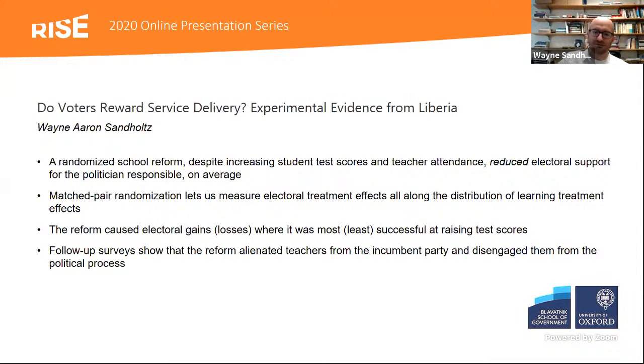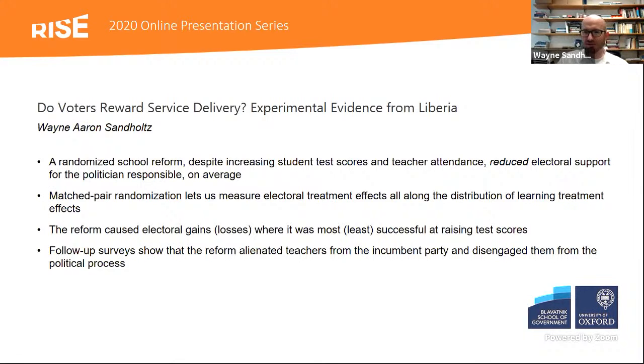In previous research of mine, co-authored with Justin Sandefur and Mauricio Romero, we showed that this reform did improve student test scores and teacher attendance. But my paper shows that in spite of that, it caused a reduction in vote share for the incumbent party's candidate in the subsequent election, which happened about a year after the reform was implemented. The survey that I ran among teachers suggested that this had to do at least partly with opposition from teachers, who the treatment made less likely to support the incumbent party and to participate in electoral activities. However, heterogeneity in the treatment effect shows that voters were highly attuned to changes in school quality.